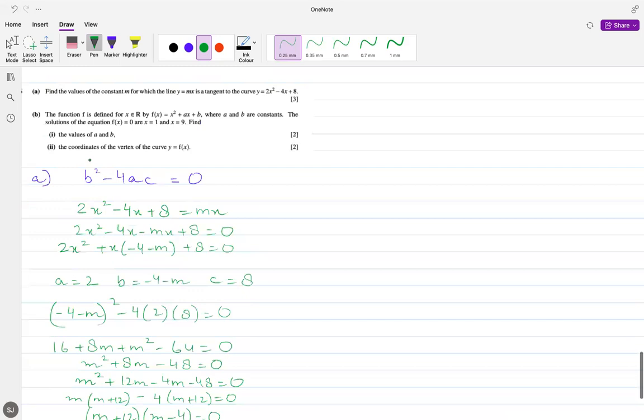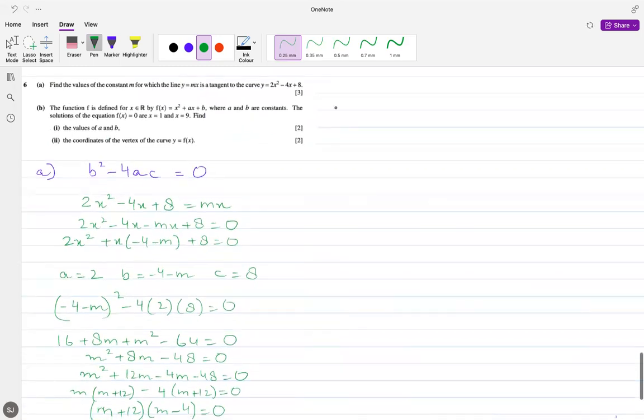Now in part B, we have a function which is defined by f of x equals x squared plus ax plus b. The solutions of the equation f of x equals 0 are x equals 1 and x equals 9. Now this basically means that when we put x equals 1, f of x will be 0. So let's first substitute x equals 1 into the equation. We'll get 1 plus a plus b, and that is equal to 0.